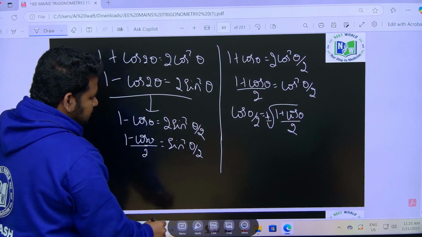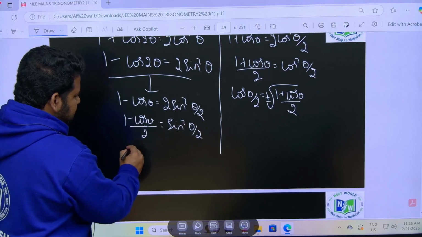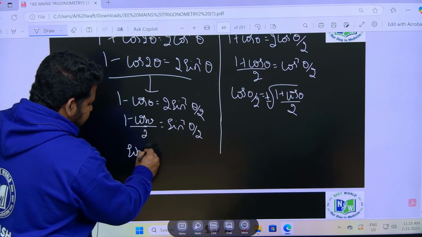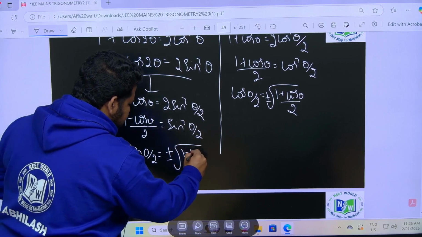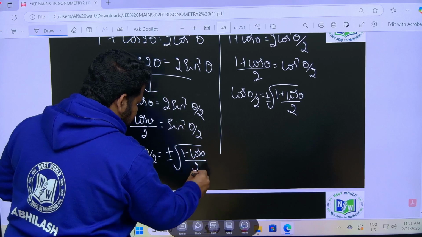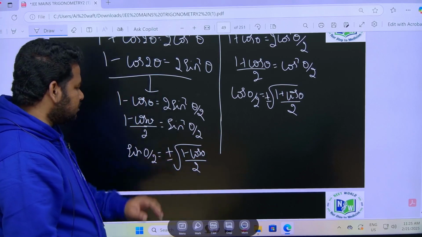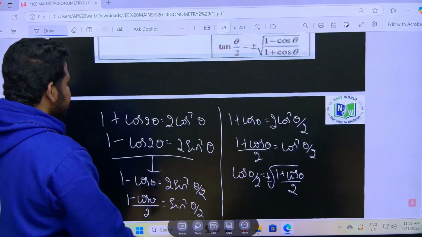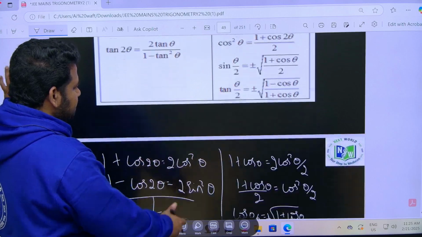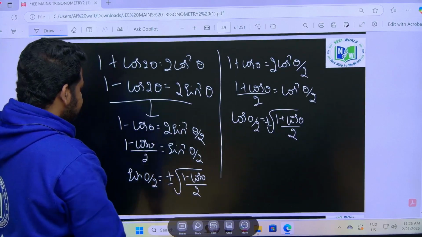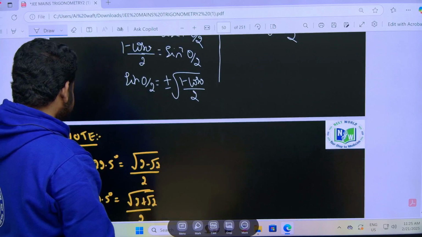I want only sin theta by 2, not sin square theta by 2. So sin theta by 2 is equal to what, friends? It is equal to plus or minus square root of 1 minus cos theta by 2. Got it, friends? That is the formula we have here, that is what we have written here. That is how we got those formulas, I have explained here.